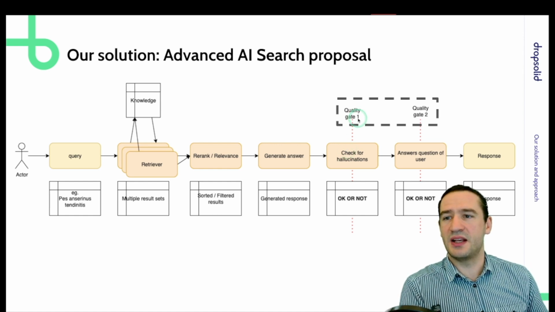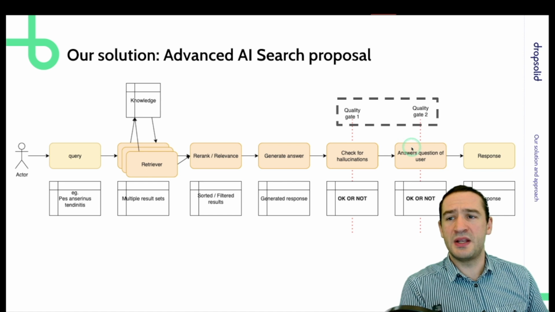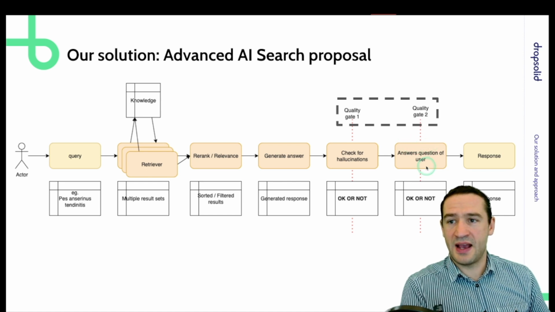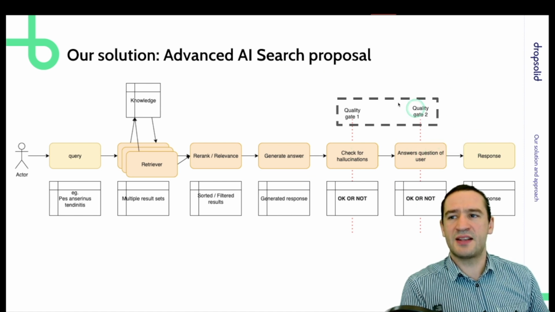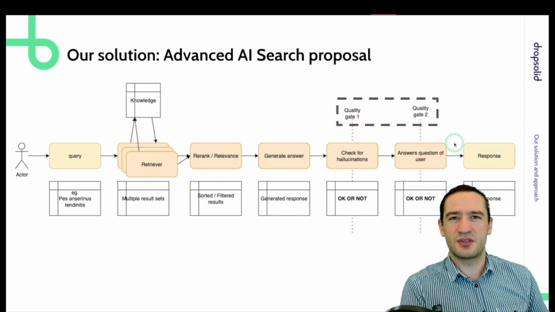It's the first quality gate. And then the second quality gate could be, does this answer really answer the question that the user asked? And if both are good, then it will return the response. If not, it could continue generating answers until they're really good answers.